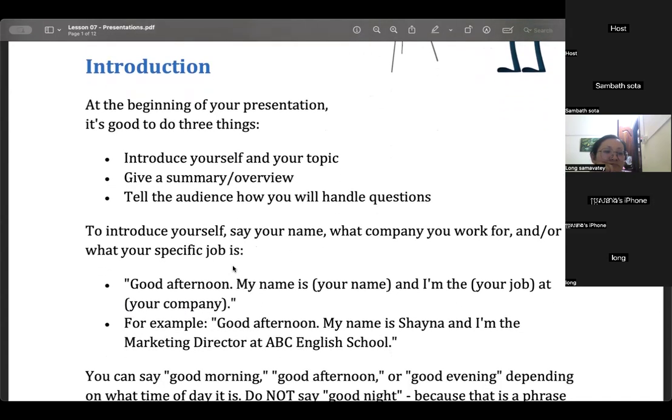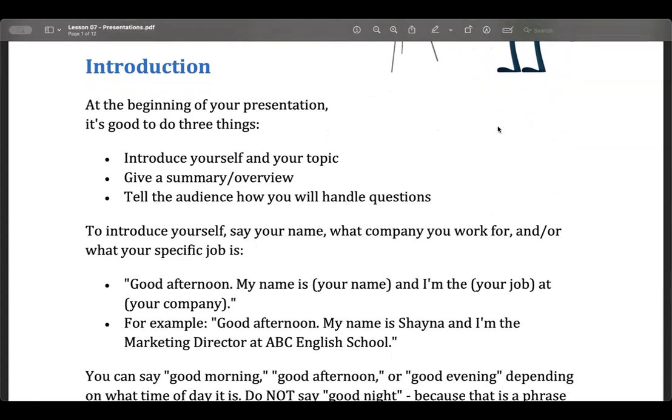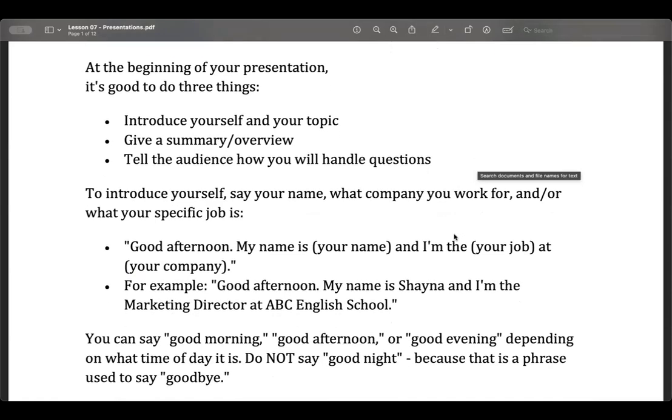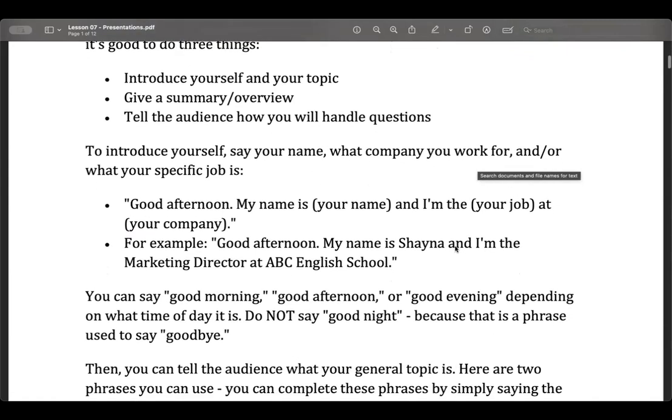At the beginning of your presentation, it's good to do three things. Introduce yourself and the topic. Give a summary overview. Tell the audience how you will handle questions. To introduce yourself, say your name, what company you work for, and or what your specific job is. Good afternoon. My name is your name, and I'm your job at your company. For example, good afternoon. My name is Shaina, and I'm the marketing director at ABC English School. You can say good morning, good afternoon, or good evening, depending on what time of day it is. Do not say good night because that is a phrase used to say goodbye.